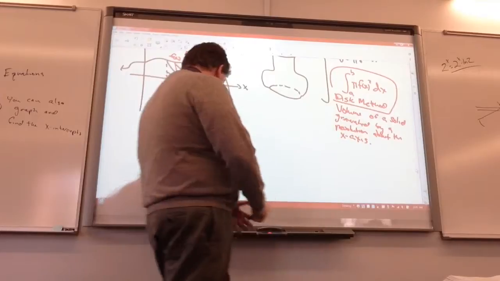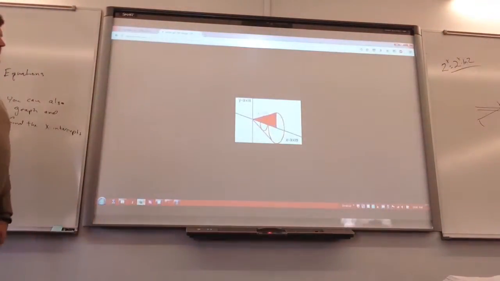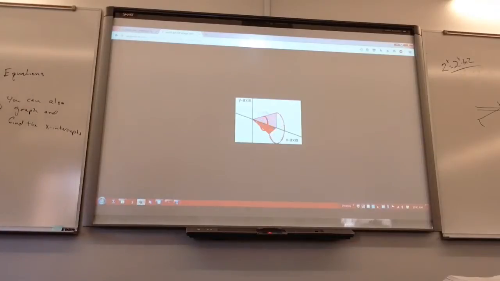Okay? And to show you what it looks like, I pulled up a nice little GIF of it, and you can see here a triangular area in question being spun around the x-axis to make a cone, right?